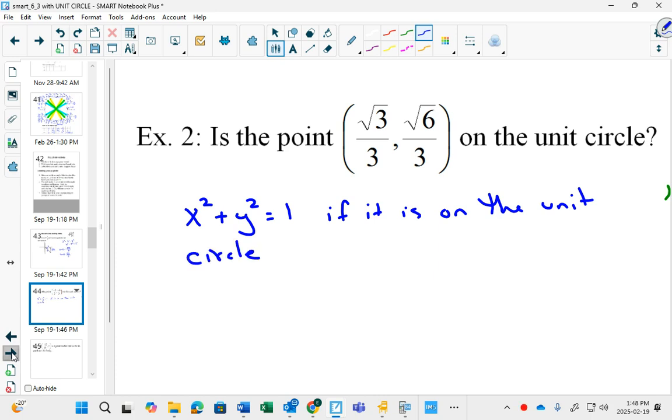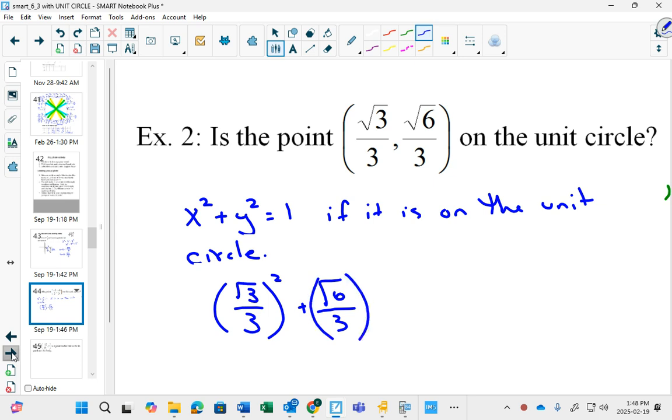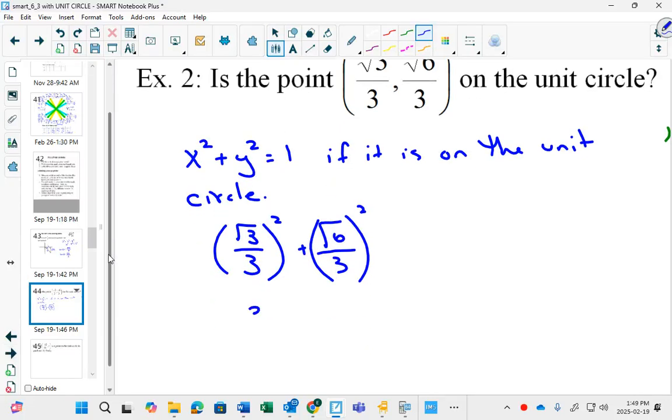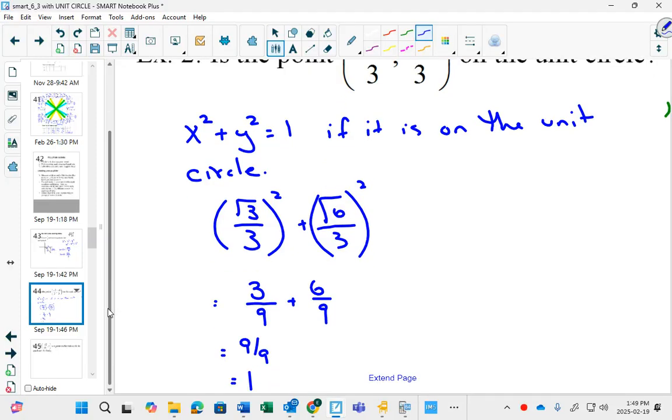On the unit circle, sine squared theta plus cos squared theta equals 1, or x squared plus y squared equals 1. That's the equation of the unit circle. We have to check: is root 3 over 3 squared plus root 6 over 3 squared equal to 1? Well, how do you square a fraction? Multiply tops, multiply bottoms. You see that this will become 3 over 9, and this will become 6 over 9. Equals 9 over 9, which equals 1.